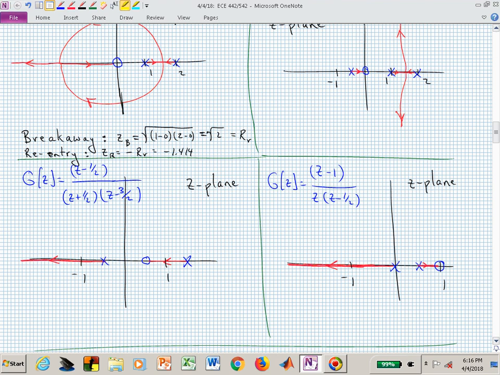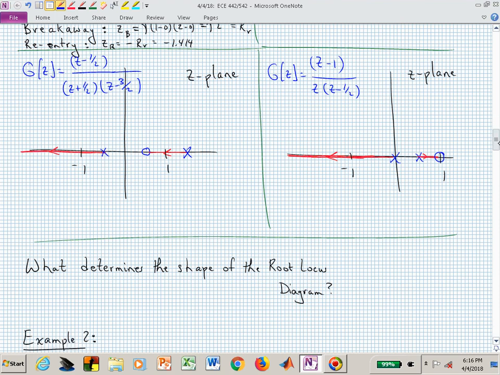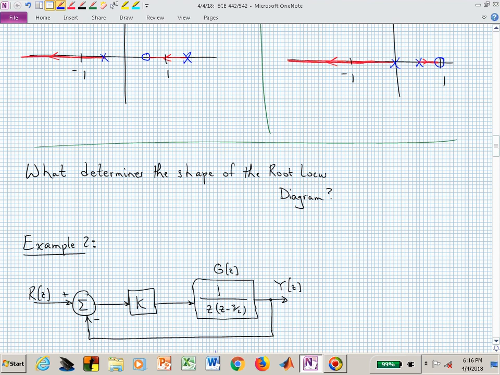But now do you see the way that these branches are directed? Those are the arrows. We start at the poles, the open loop poles, and we end on the open loop zeros. And we also end at the zeros at infinity. What determines the shape of the root locus? Well, you already know the answer to that. It's the 2 conditions, but we'll sort of go there a different way now.